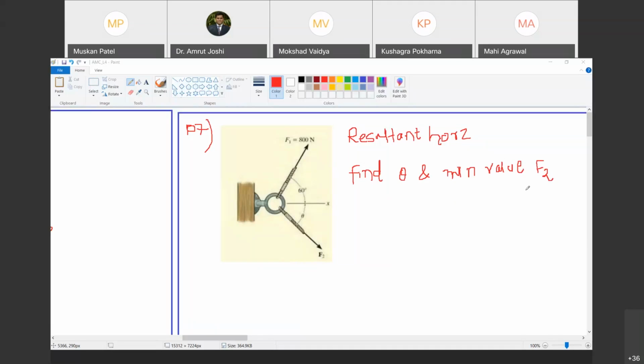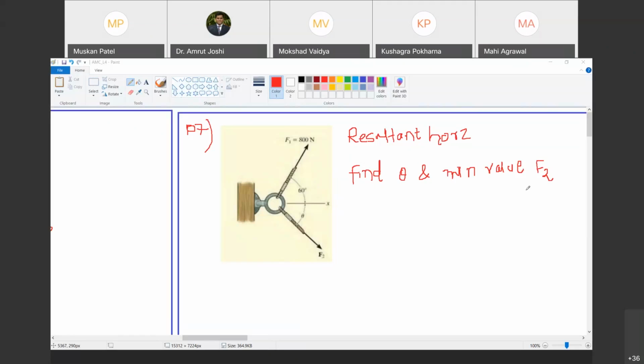हाँ. So what do you think? How should we go about this? इसका मतलब क्या है? What do we mean by minimum value of F2? That means there are several combinations of F2 and theta which will make the resultant horizontal. Are you with me? Yes, sir. हाँ. तो उनमें से सबसे मिनिमम जिस कॉम्बिनेशन में F2 सबसे मिनिमम आता है वो कौन सा है ये पूछा है. Are you with me?